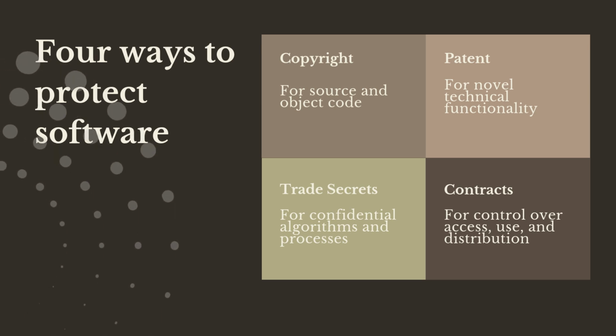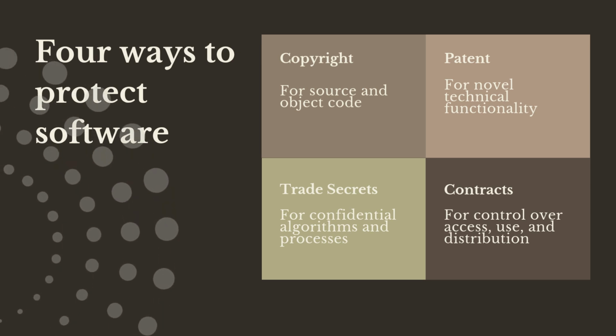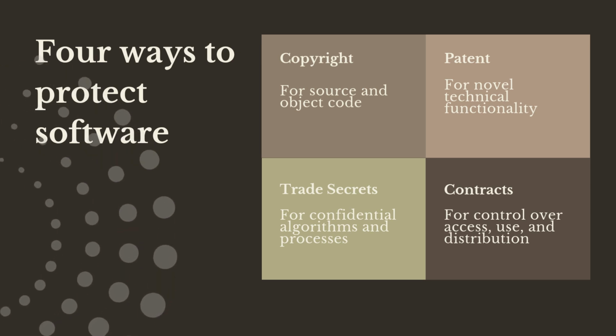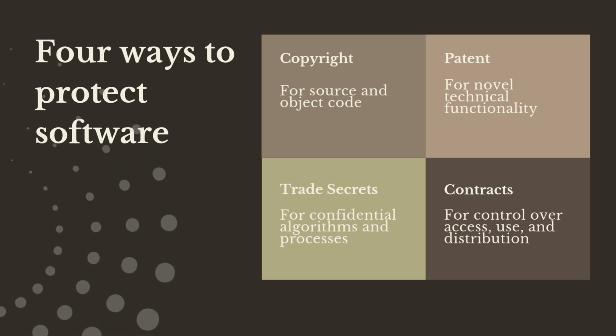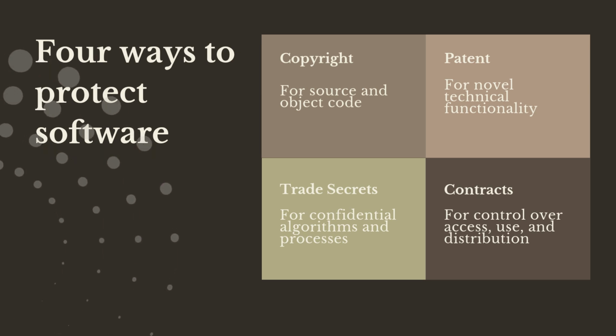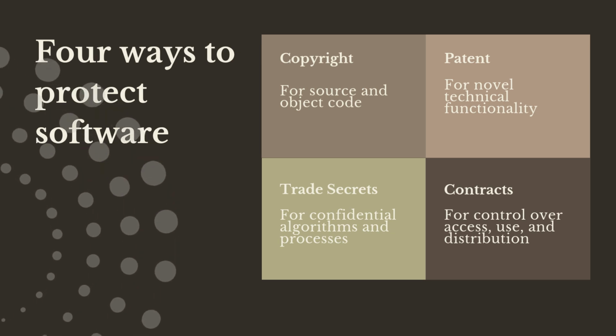Copyright can protect source and object code but cannot protect any functionality. Patents are able to protect the functional aspects of the software. Trade secrets are beneficial because they can protect any confidential information or technology that may be difficult to patent due to the current state of patent law. Lastly, contracts are another method of enforcing IP rights and licenses. Contracts control one's access, use, and distribution of the software.